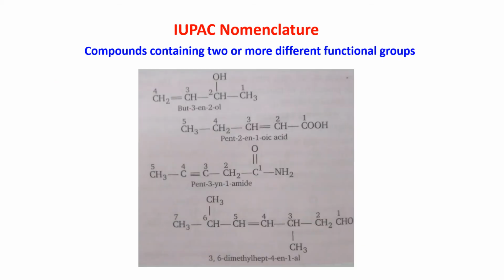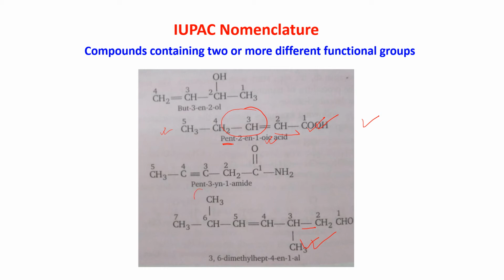Now here again you see, suppose I am having this compound. Here you can see the double bond is in the 2nd position and COOH is in the 1st position. So the name of this compound, this is a 5-membered ring. So pent-2-ene, because the double bond is in the 2 position, pent, I'll not write full pentane, pent-2-ene-1-oic acid.